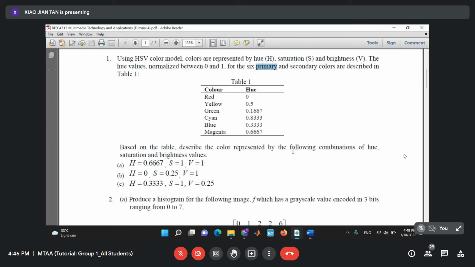Okay. So based on the table, describe the color represented by the following combination of hue, saturation, and brightness. You have your color in the column at the right hand side. For hue, you have these different values. Of course, only the hue value is given. The reason S and V are not given is that S refers to saturation and V refers to brightness. Okay, so the first question, A, B, and C.